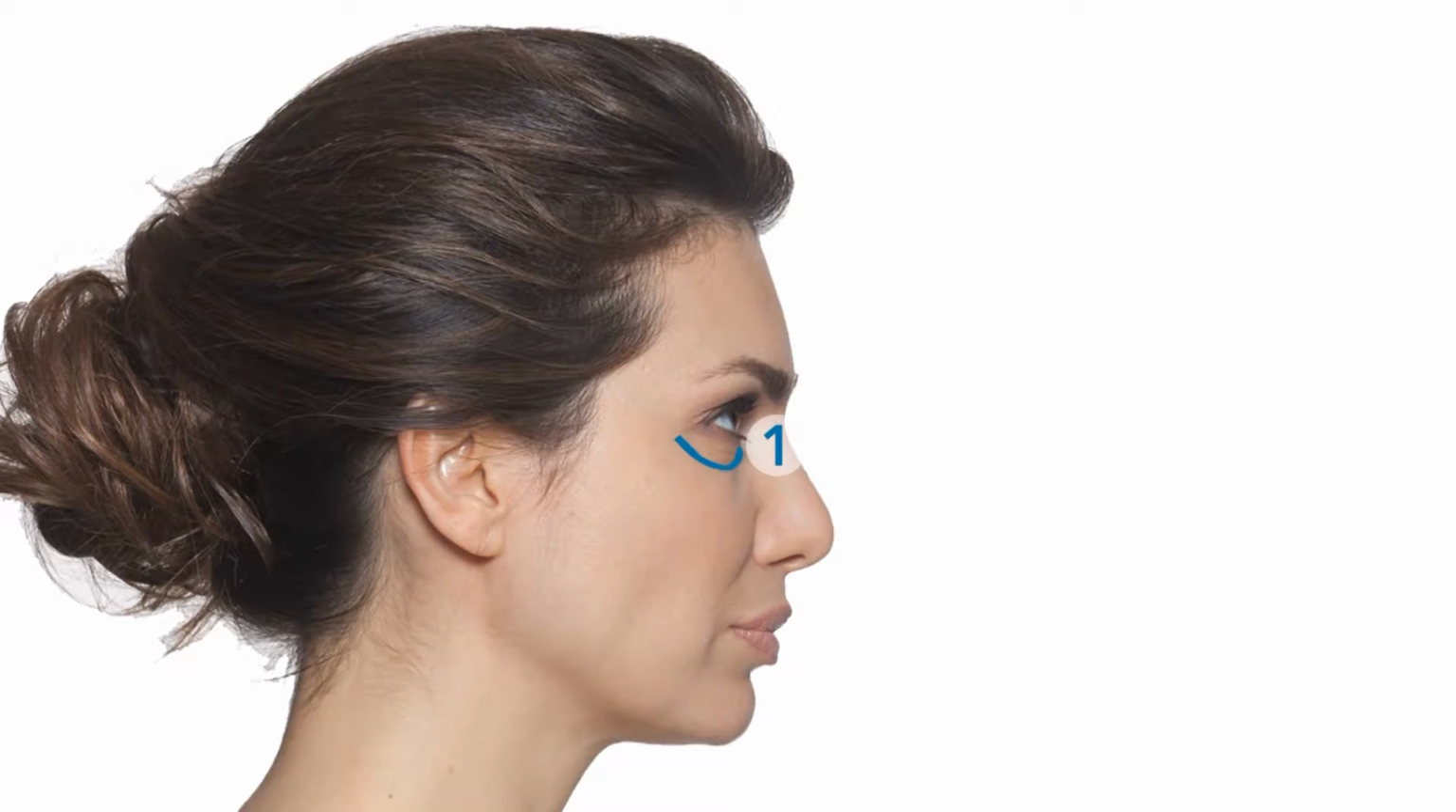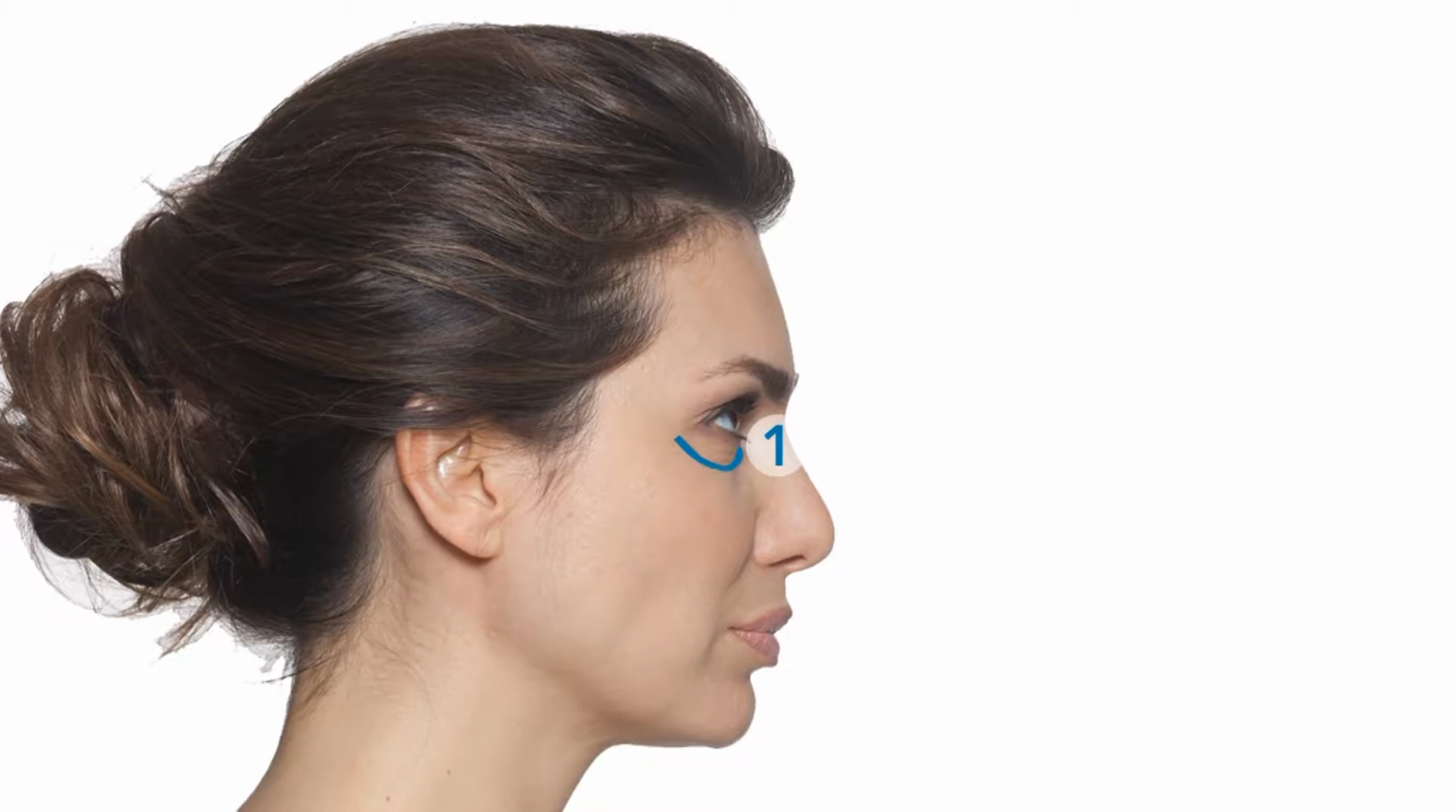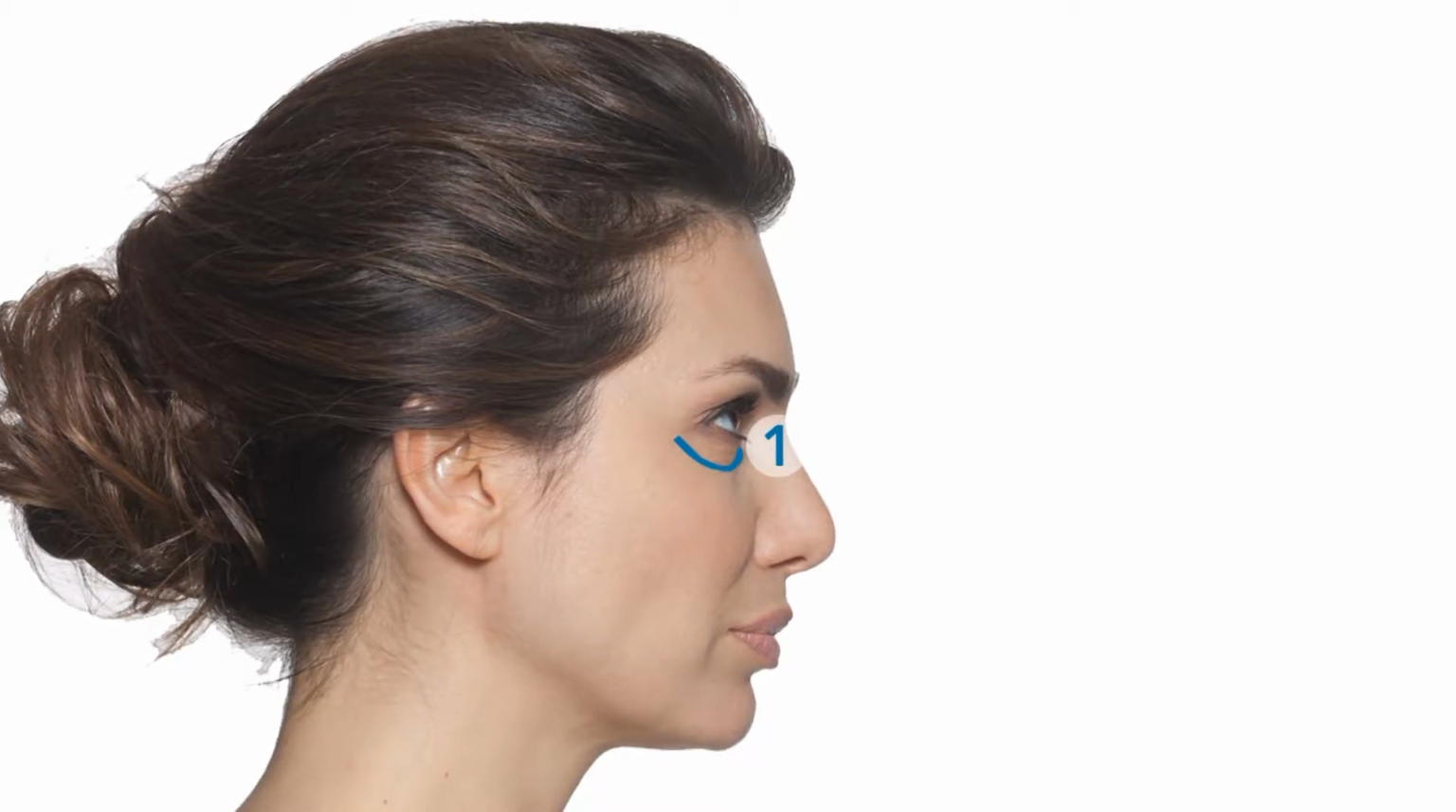Product placement should stay outside of the orbital rim. If the level of the two rims differs, lower the line of the higher rim to match the level of the lower rim.